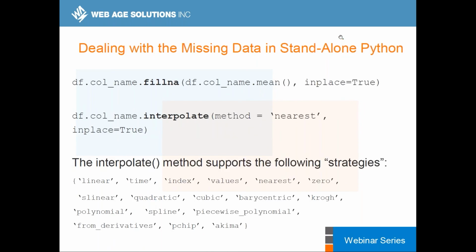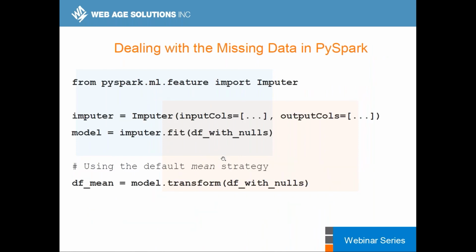With PySpark, so far we've talked about standalone Python. It does the job, and does it very nicely. It's very efficient. There are libraries for that. Those methods are extremely powerful.